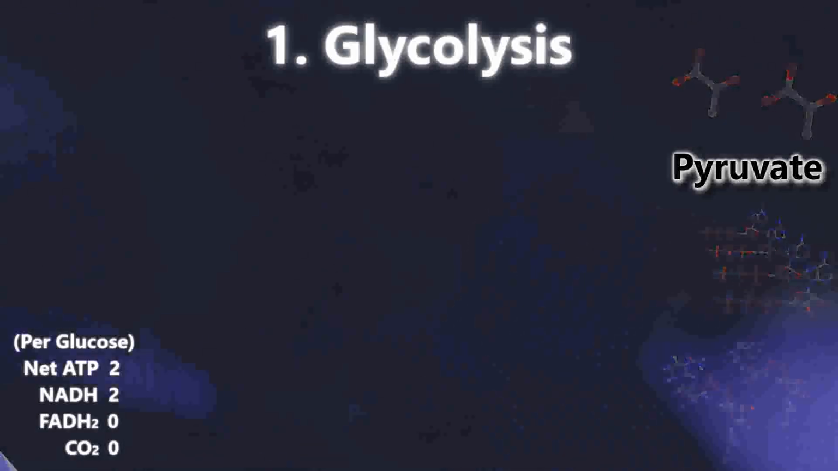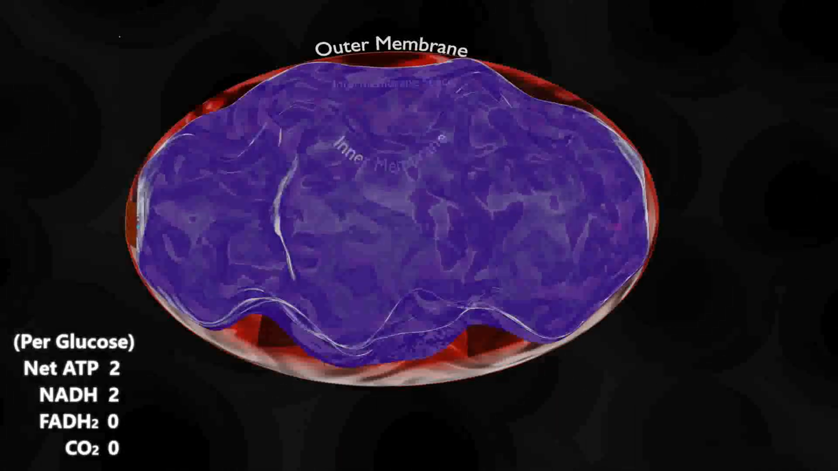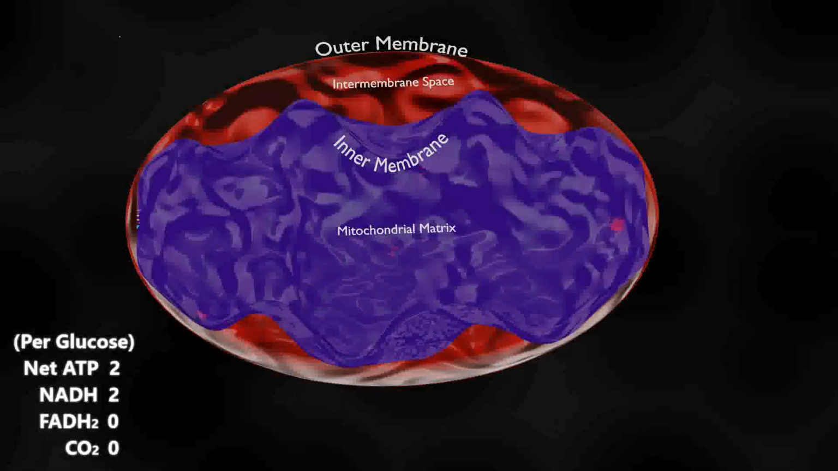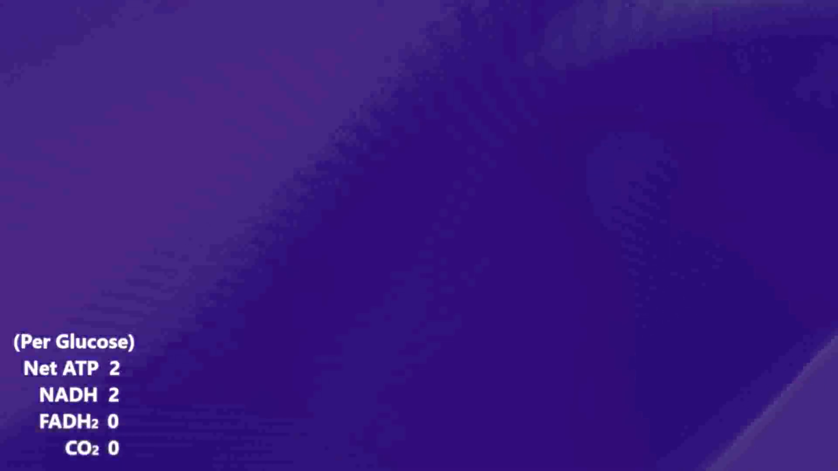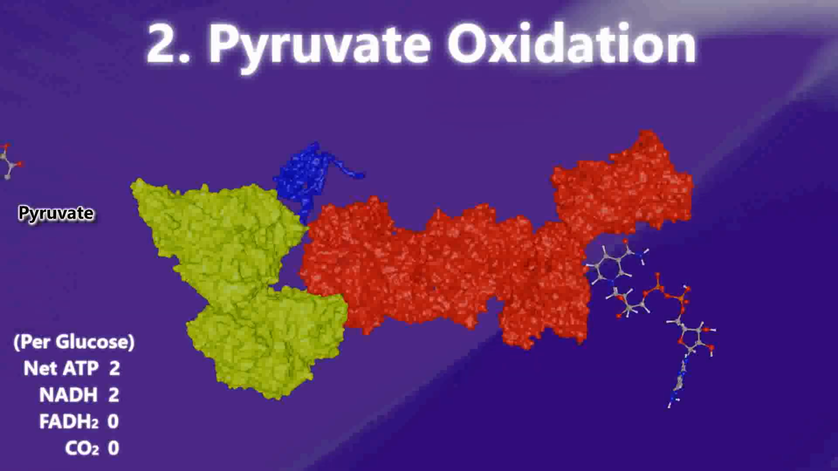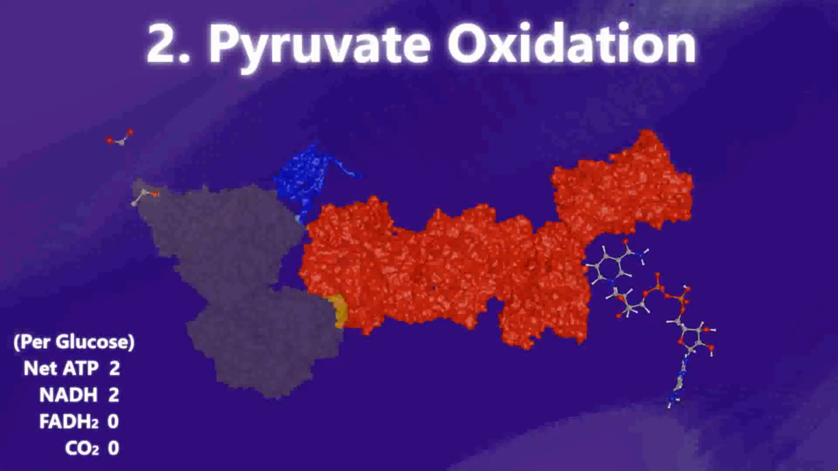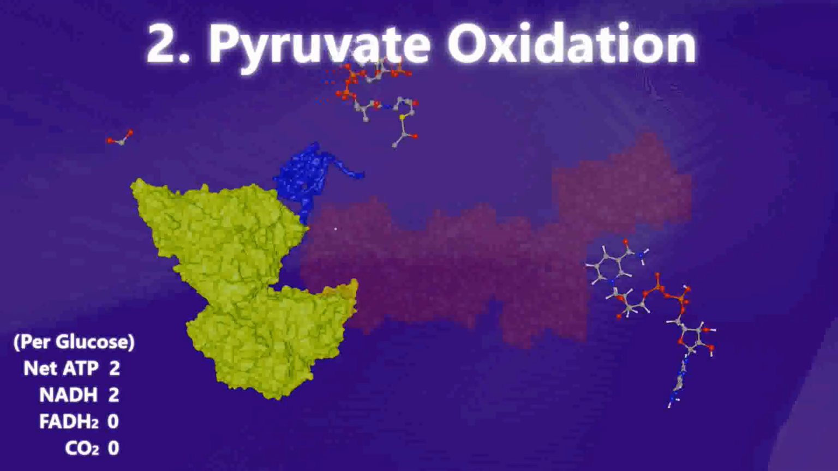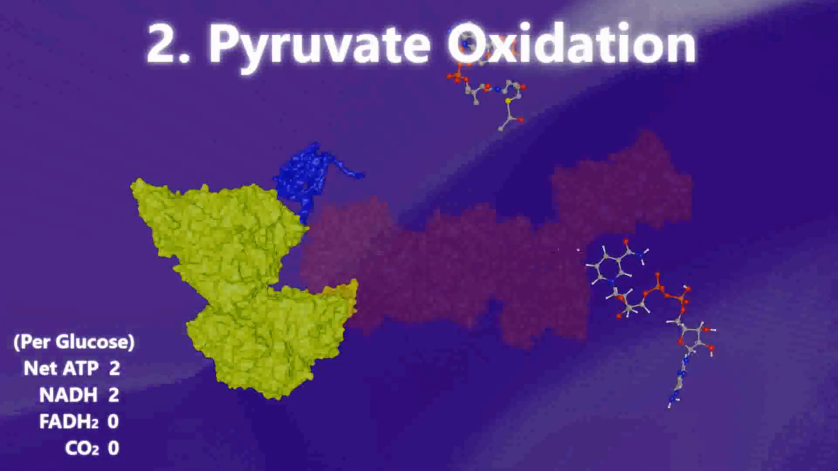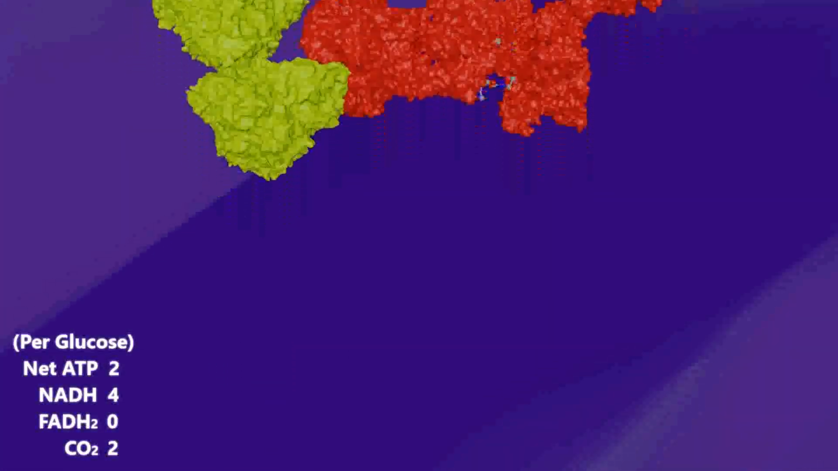So after glycolysis, we have two net ATP and two NADHs per glucose. Moving into the next few steps, we moved into the mitochondria, which we looked at some of these layers. If you need a refresher on that, please click the card in the top. In the matrix, we looked at pyruvate oxidation, which took our two pyruvate molecules and split them up, and we created another NADH per pyruvate. So after pyruvate oxidation per glucose, that brings us to 2 ATP, 4 NADHs, and 2 CO2.